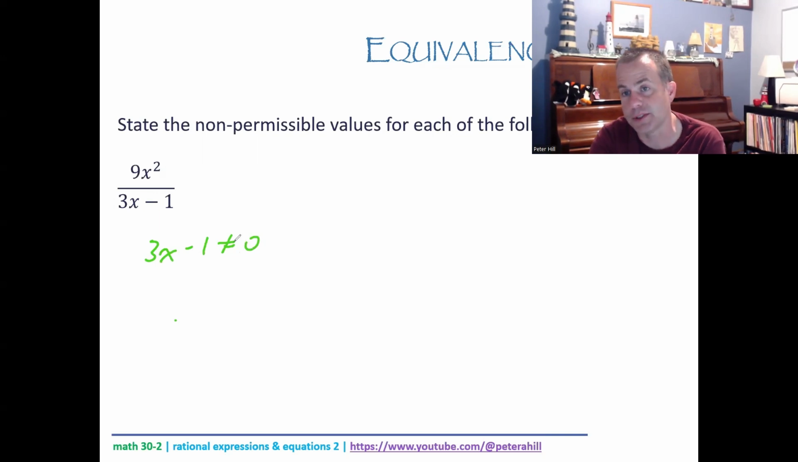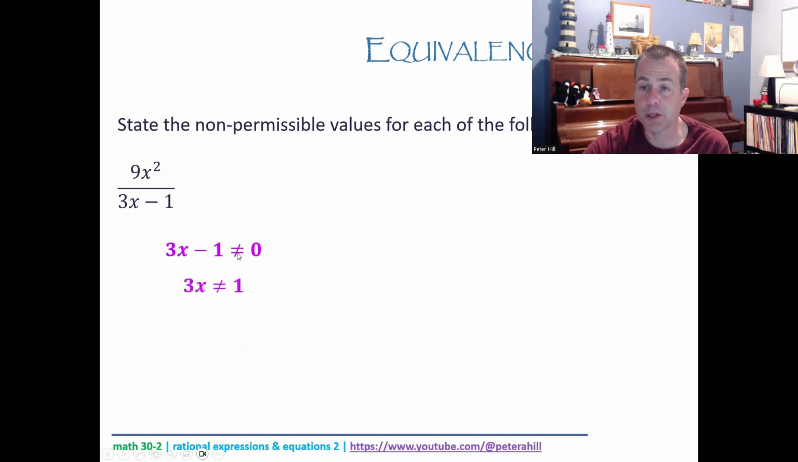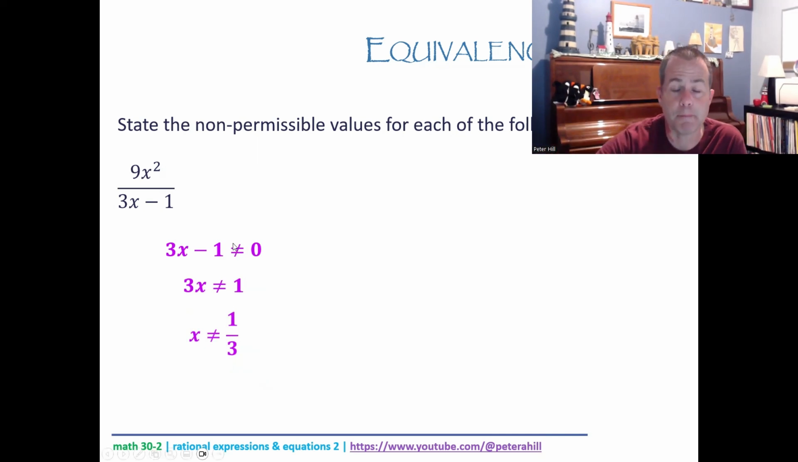Now I'm setting it not equal to 0 just to make sure I remember that I'm looking for the restrictions. Algebraically, if I want x all by itself here, I'm going to add 1 to both sides. And then I would divide both sides by 3. So x can't be 1/3. Okay? X can't be 1/3. Why? Because if I plugged x as 1/3 in, I would get a 0 on the bottom of my fraction, and everything would fall apart. Okay?